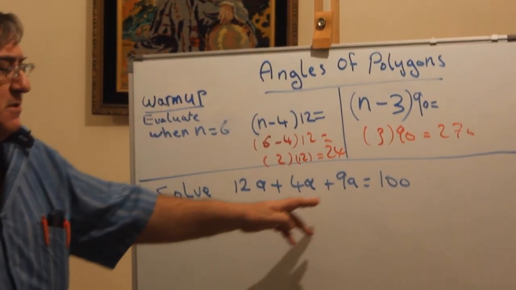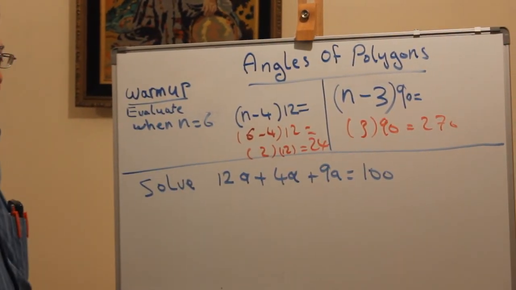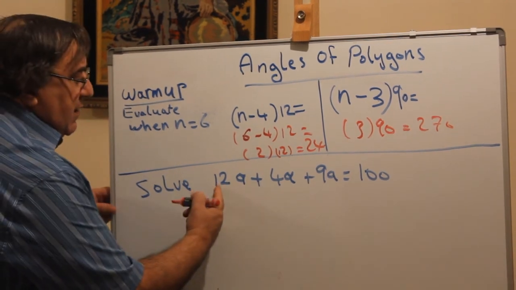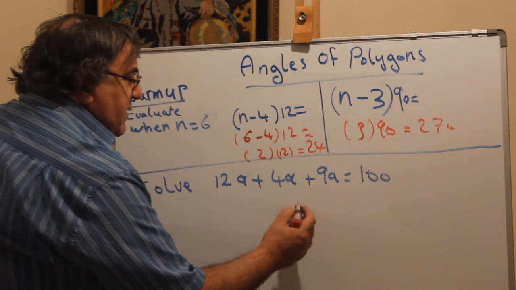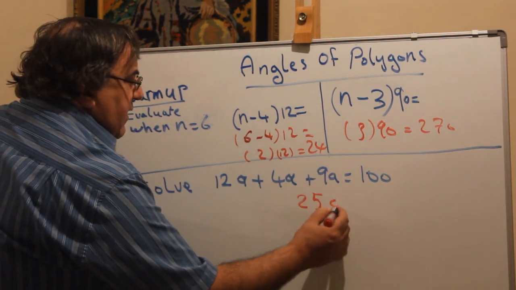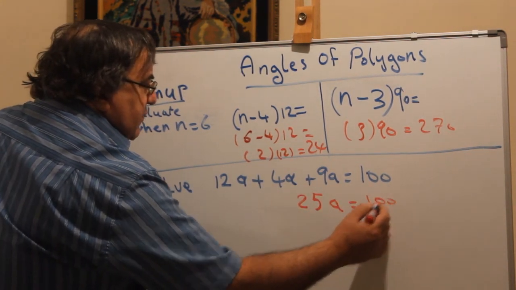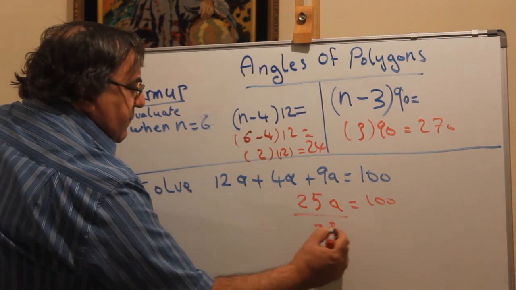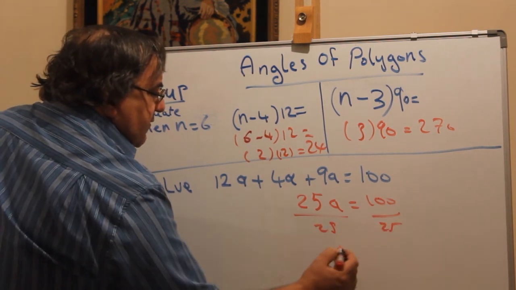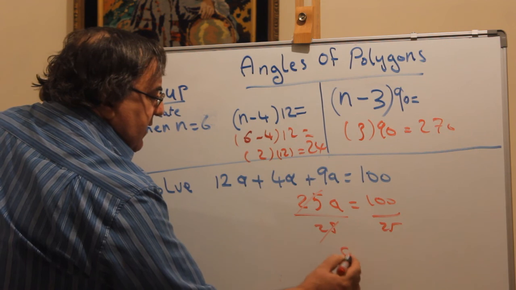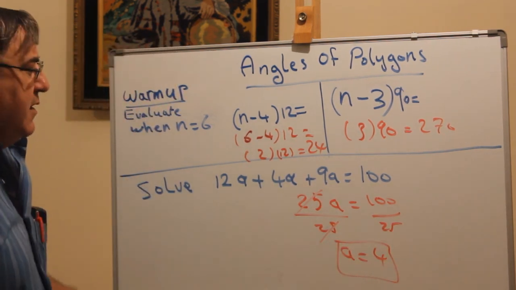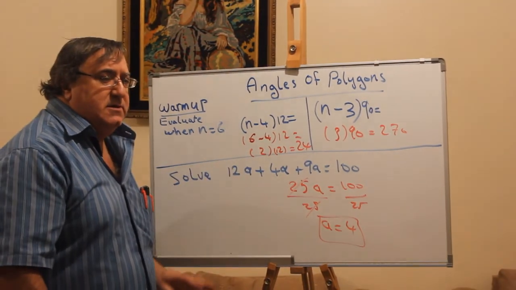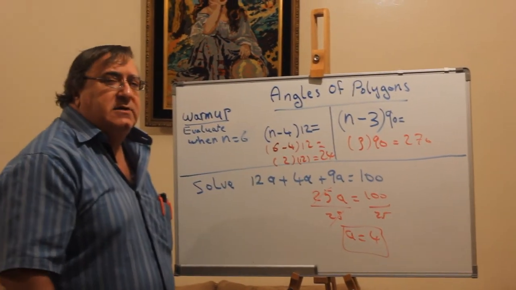To solve an expression with one variable, 12a plus 4a is 16a, plus 9a is 25a. Then if it is equal to 100, divide by 25, then a equals 4. I just want to warn you and remind you how to solve such expressions. Now we go to angles of polygons.